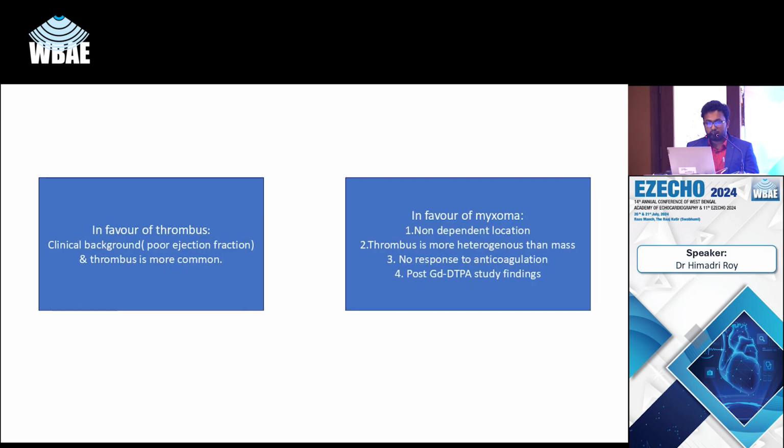In favor of thrombus are the clinical background, poor ejection fraction, and that thrombus is the more common lesion. In favor of myxoma, there was the non-dependent location, thrombus is more heterogeneous than a mass, no response to anticoagulation, and the post-gadolinium DTPA study findings.